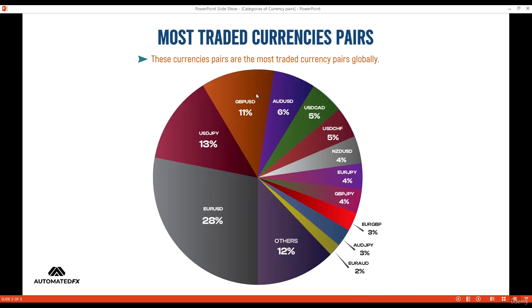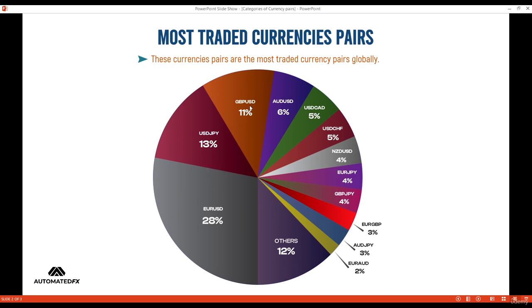Then in the next slide here, we have the most traded currency pairs. These currency pairs are the most traded currency pairs globally. Here we see the currency pairs, and then we have the percentage of global trade in the Forex market. We have the EUR/USD at 28% of trade. We have the USD/JPY, that's the United States dollar against the Japanese yen. We have this at 13%.